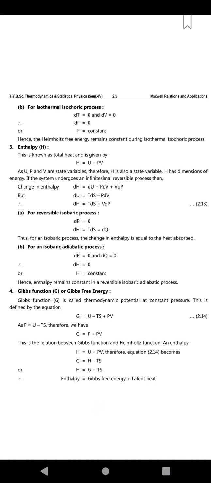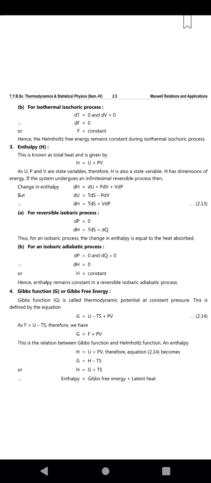Third thermodynamic potential is enthalpy, which is represented by H. Therefore H equal to U plus PV. As U, P and V are state variables, therefore H is also a state variable which depends on the state of the system. H has dimensions of energy.